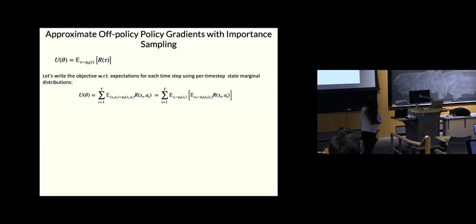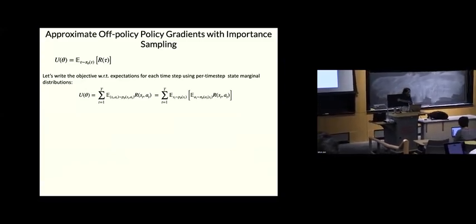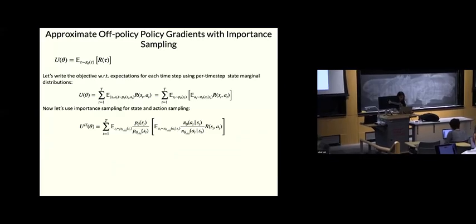How am I supposed to know the marginal state distribution, how much time my policy spends in a particular state, how probable a particular state is under my trajectory? This is not easy to compute in the first place. But anyhow, let's assume it's okay. Now let's use importance sampling for the state and action sampling, okay?